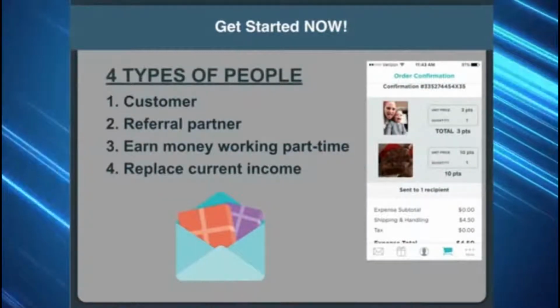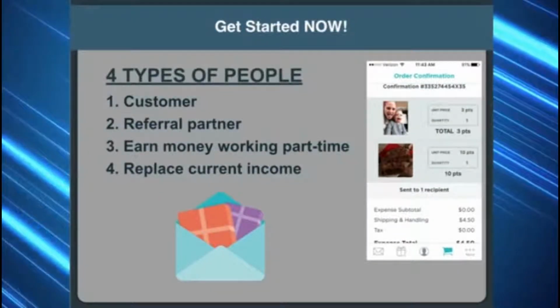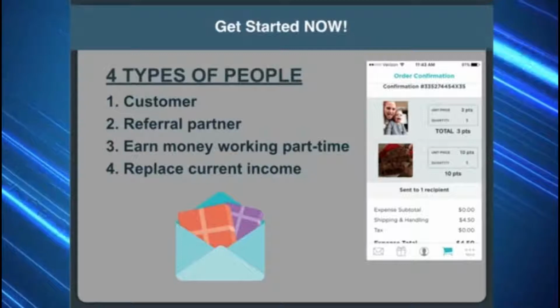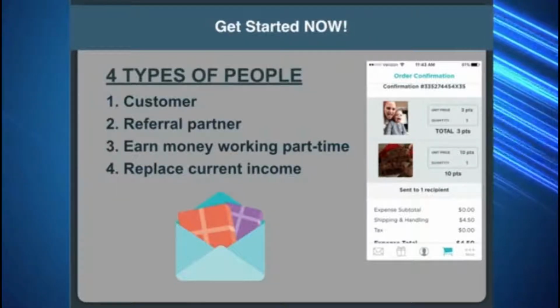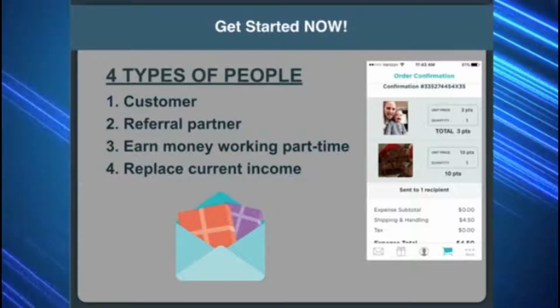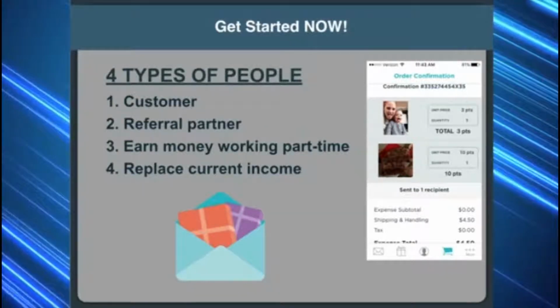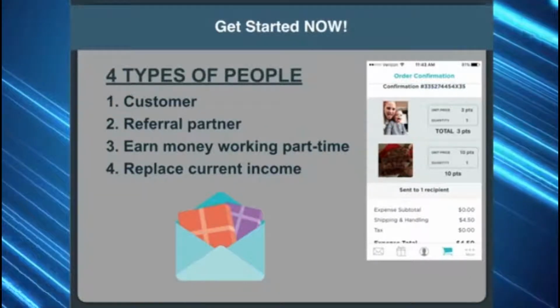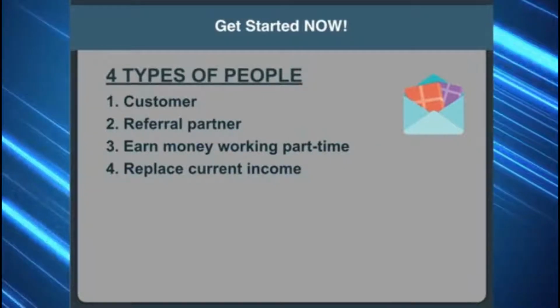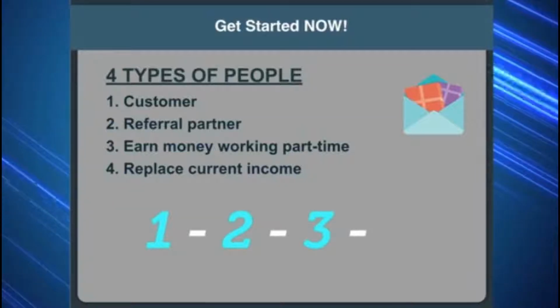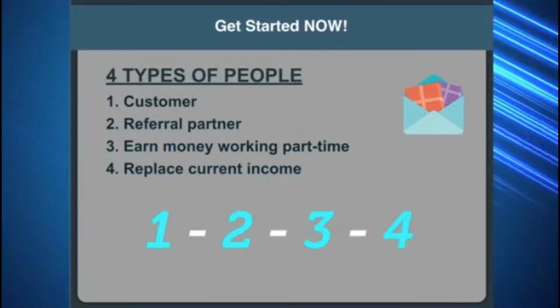Now, there are 4 types of people who join Send-Out Cards. You are a 1 if you want to become a customer. You're a 2 if you want to be a referral partner. You're a 3 if you want to earn money part-time. You're a 4 if you want to replace your current income. Get back together with the person who invited you to view this presentation and let them know if you are a 1, a 2, a 3, or a 4, and get started today.